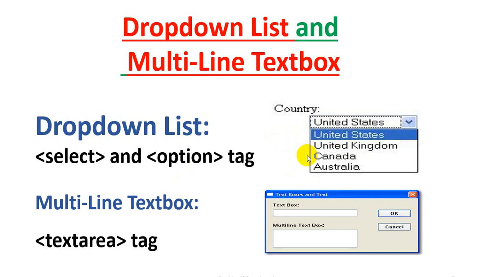We will see in coding. Just let's have a look. Then we have a multi-line text box. What is a multi-line text box? As its name suggests, multi means what?